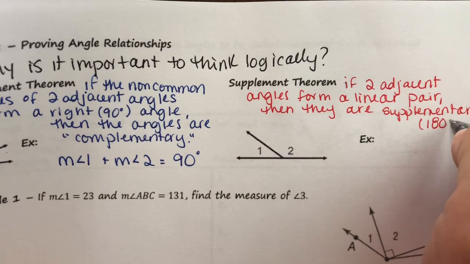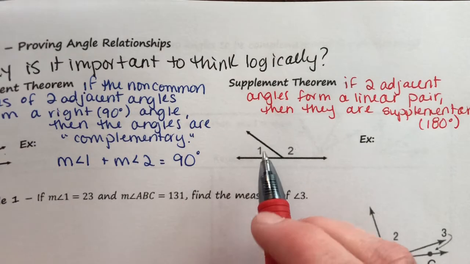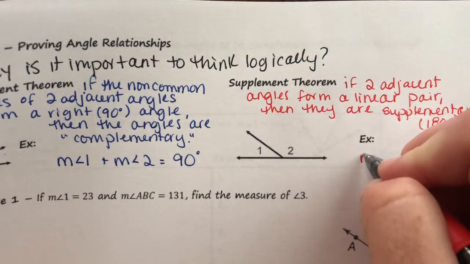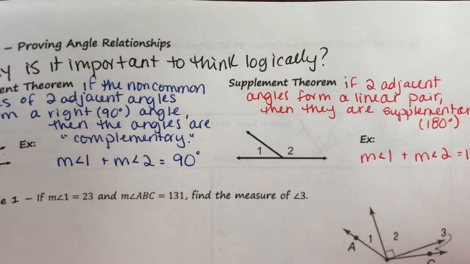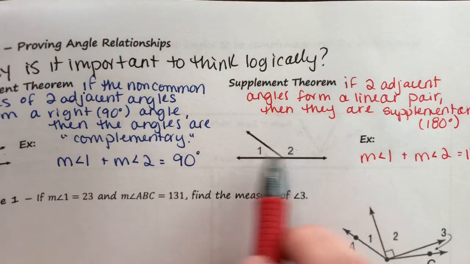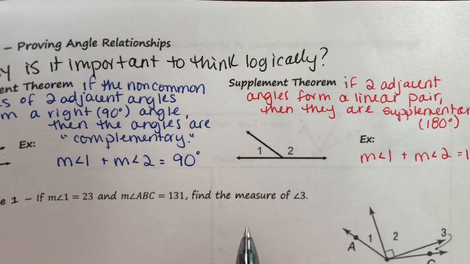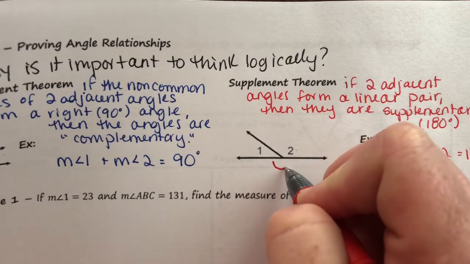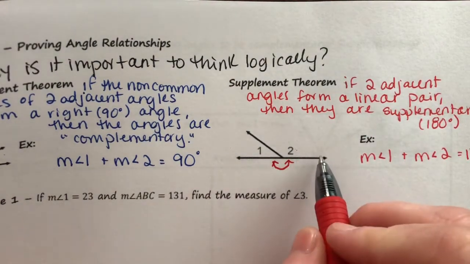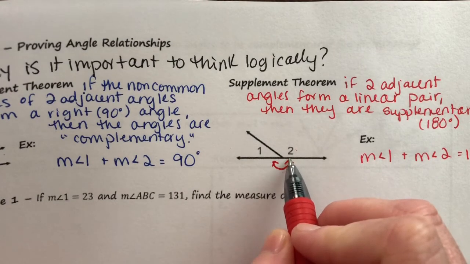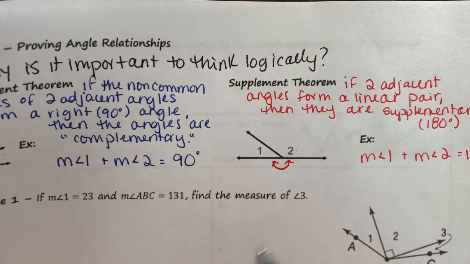Okay, so for example here, we could say that the measure of angle 1 plus the measure of angle 2 adds up to 180. Whatever this is plus whatever this is, together they add up to 180 degrees, which is a straight line. And it's 180 degrees because a full circle is 360 degrees, and a straight line is exactly halfway around a full circle. If we went all the way, it'd be 360. We went half the way, so that's 180.